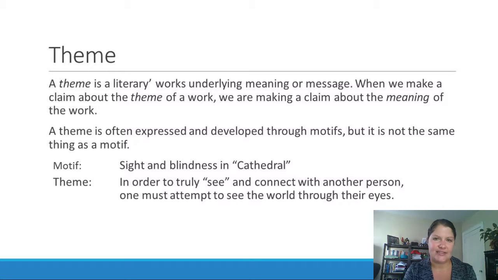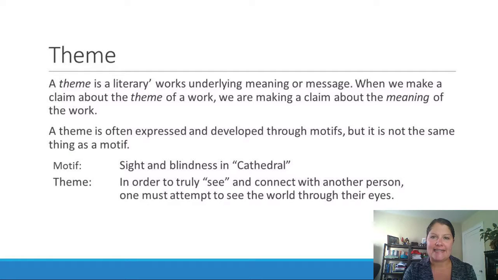And to illustrate this difference, I've given you one example from the short story Cathedral. So a motif from the short story Cathedral would be sight and blindness. We see a lot of references to people being able to see and a lot of references to people not being able to see in that short story.